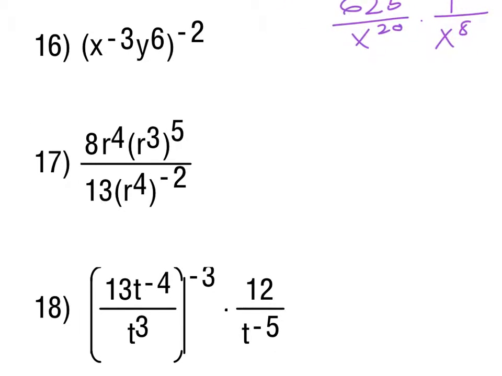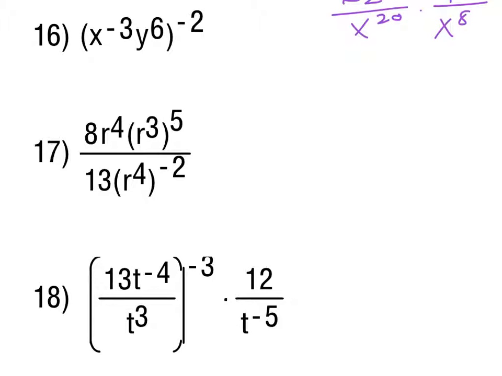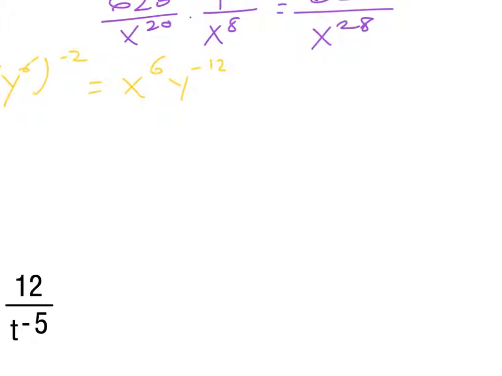Looking at number 16, it would be a bit similar. One way you could handle that one is you could use the power of a product property, so that you would be taking x to the negative 3 to the negative 2nd power and y to the 6th to the negative 2nd power. And you would use the power of a power property, then you get x to the 6th and y to the negative 12th. And from there the x stays on top and the y drops down so that it has a positive exponent.